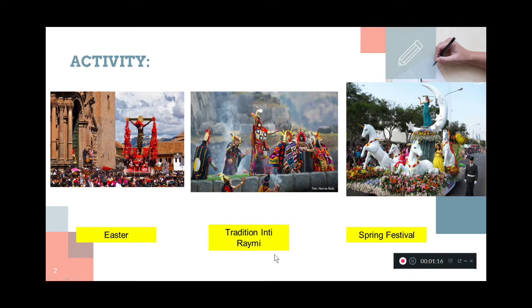Now we have the Spring Festival. It usually takes place in Trujillo in September. In this case, they usually make a parade. Usualmente hacen un desfile, un pasacalle.